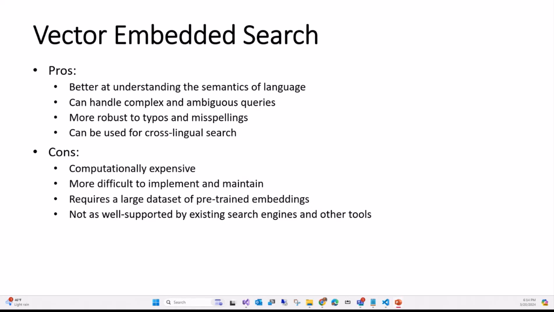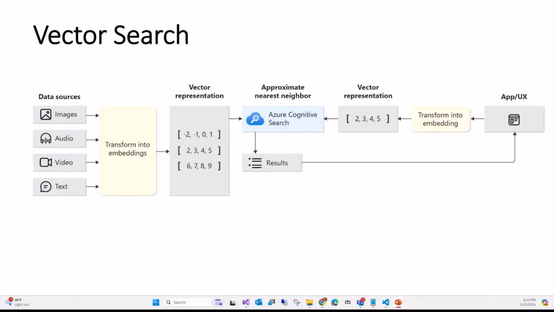You will see why. It's more difficult to implement and maintain, and requires a large data set of pre-trained embeddings. We are not doing that, the model provider will perform all those things. But we obviously have to pay them based on the number of tokens for which we generate embeddings. It's not as well supported by existing search engines, but the current search engines, Google, Bing, they all use vector embeddings. So how does it work in the pipeline?